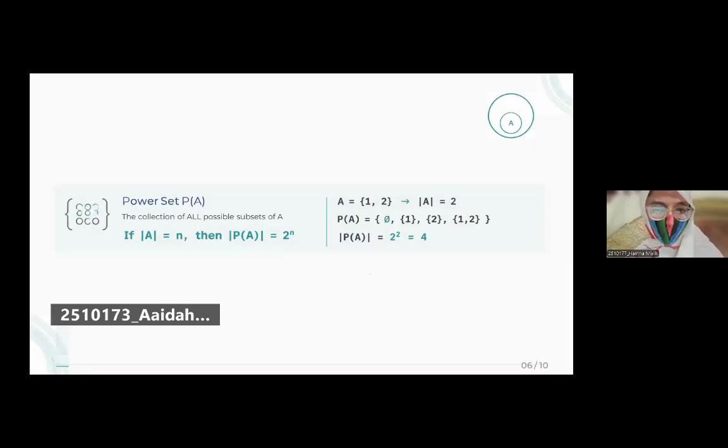The collection of all possible sets of set A. If |A| is equal to n, then |P(A)| is equal to 2^n. Here is a clear example of power set.